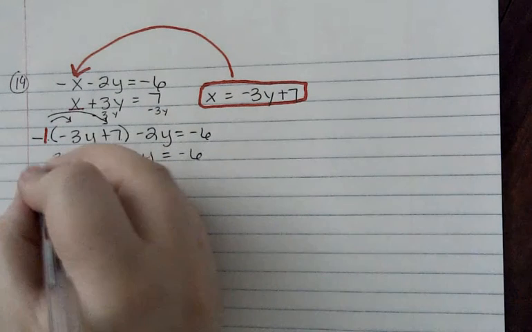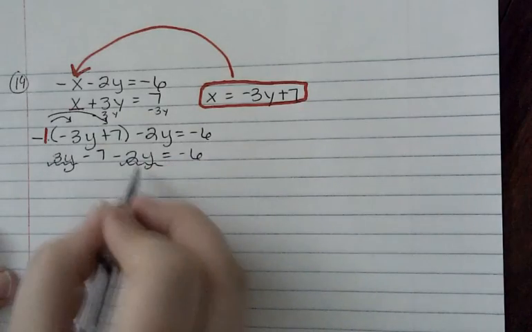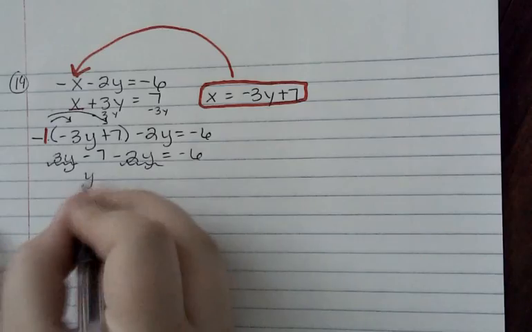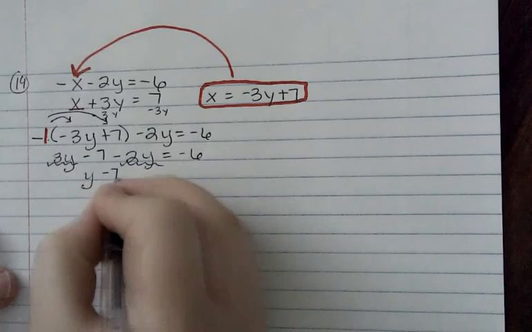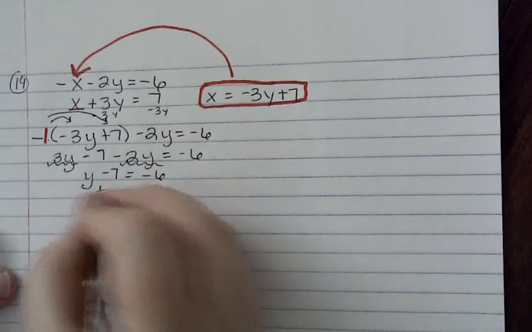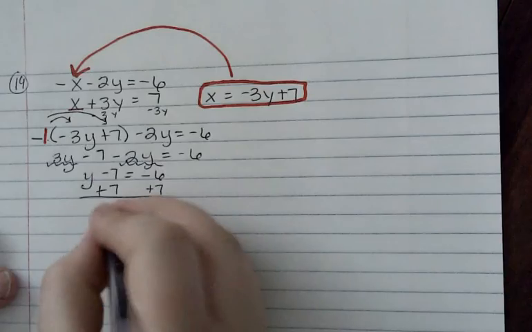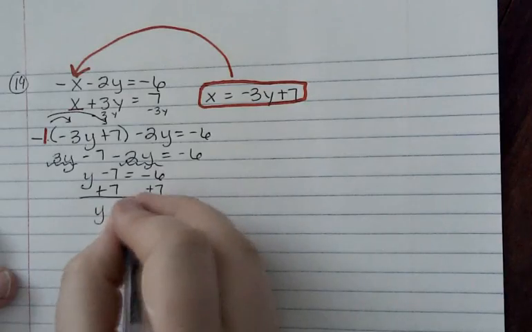Now I'm going to combine my like terms. 3y minus 2y is just y. Bring down your minus 7 equals negative 6. Then I add 7 to both sides to get y equals a positive 1.